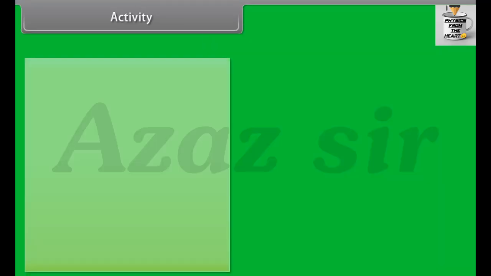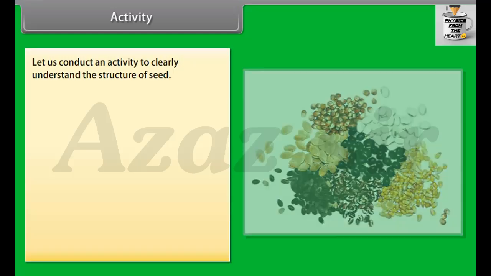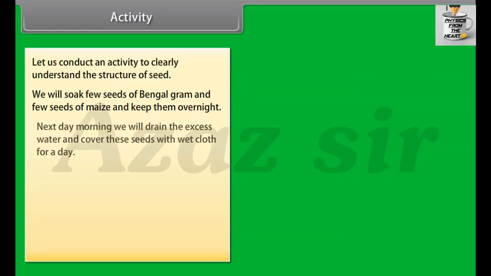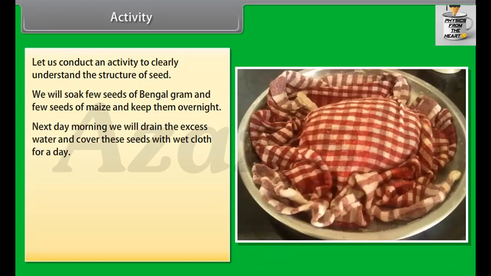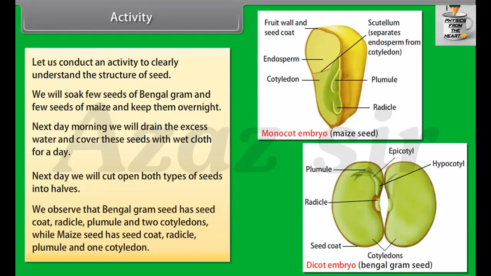Activity. Let us conduct an activity to clearly understand the structure of seed. We will soak few seeds of Bengal gram and few seeds of maize and keep them overnight. Next day morning we will drain the excess water and cover these seeds with wet cloth for a day. Next day we will cut open both types of seeds into halves. We observe that Bengal gram seed has seed coat, radicle, plumule and 2 cotyledons, while maize seed has seed coat, radicle, plumule and 1 cotyledon.